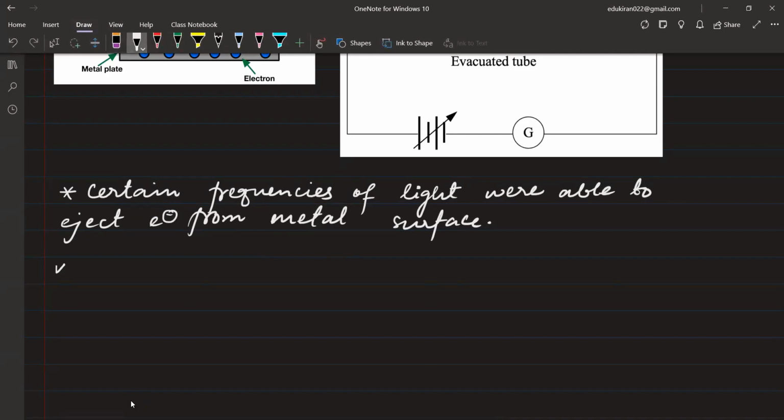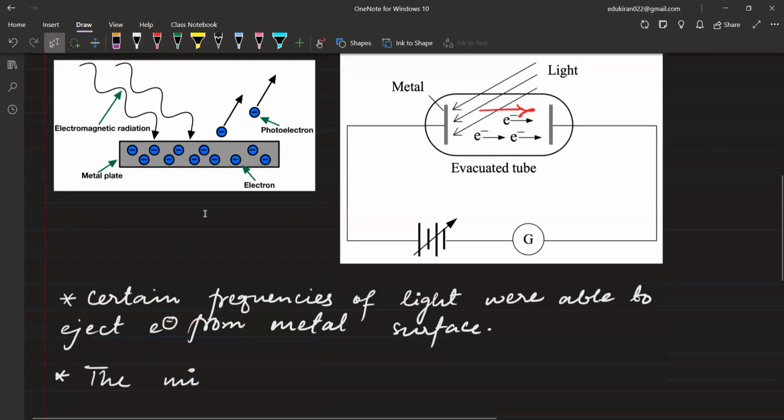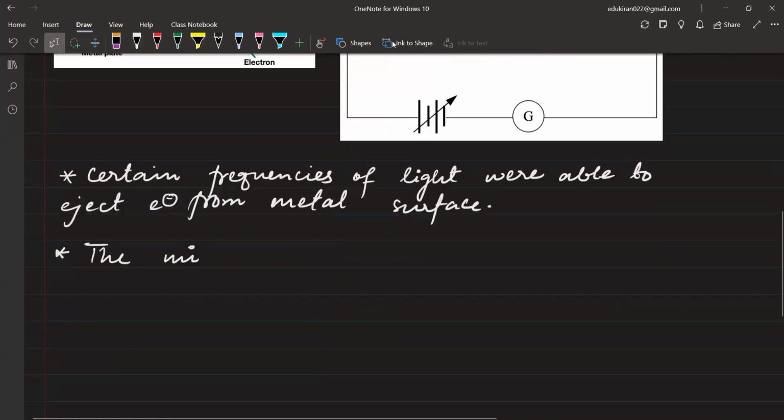Now, please write next. The minimum amount of energy. First heading. No, not the heading. The heading we are on is photoelectric effect. Okay, we're still in the photoelectric effect.